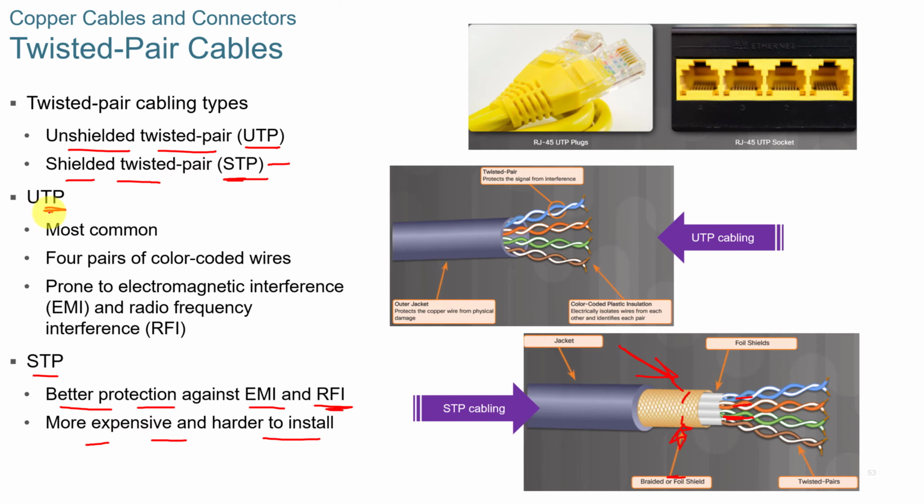On a UTP, or unshielded twisted pair, it's more common. It's less expensive, because it doesn't have the extra material shielding it. But one of the downfalls of it, or one of the weaknesses, is it's more prone to interference. So you've got to be careful about where you're installing it.